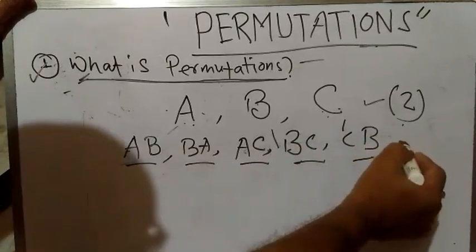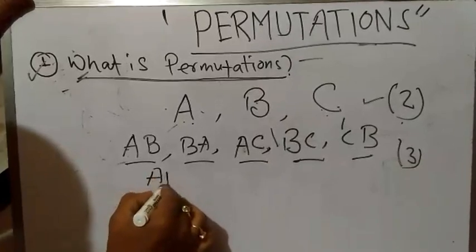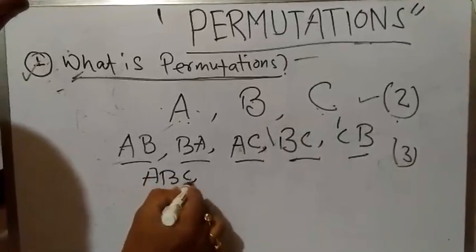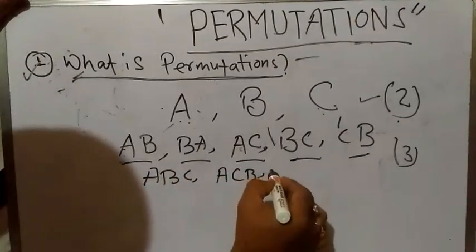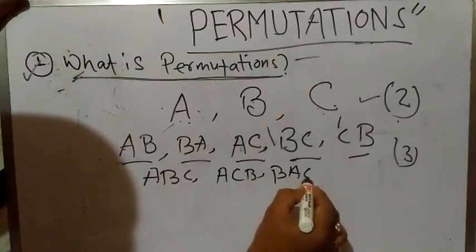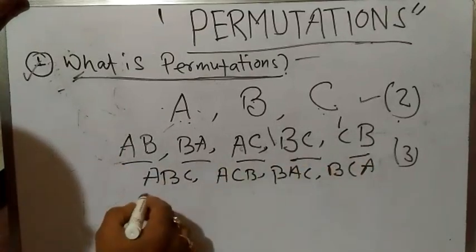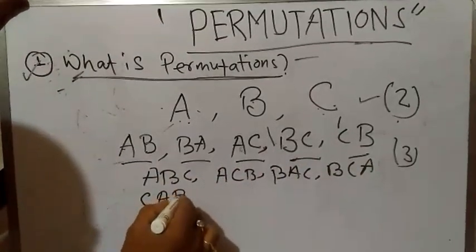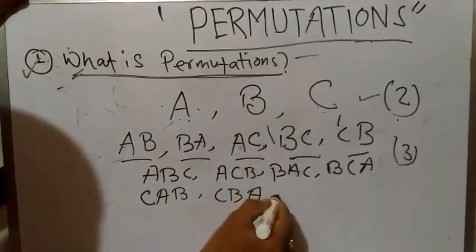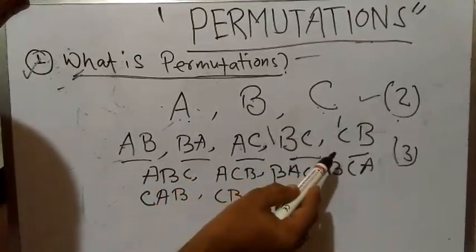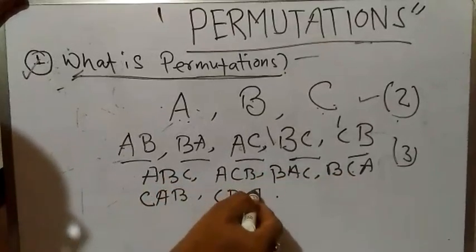Instead of two, if you take three at a time, then we can write ABC, then ACB, then BAC, then BCA, after that CAB, and finally CBA. And the permutations of these three, how many? 1, 2, 3, 4, 5, 6.